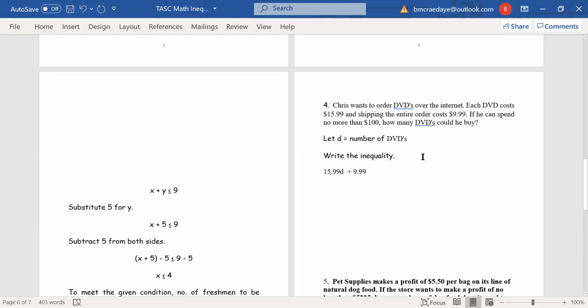The sum of the prices has to be less than or equal to $100. So let's put less than or equal to $100, right? That's the inequality.